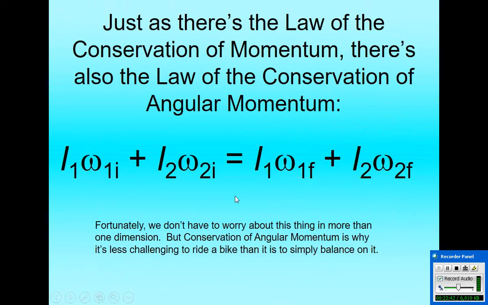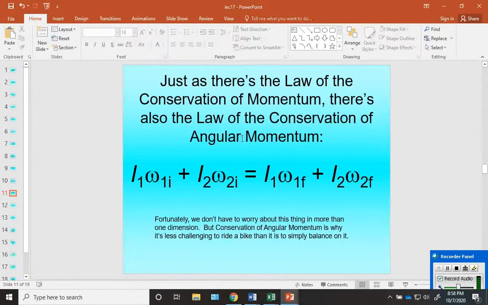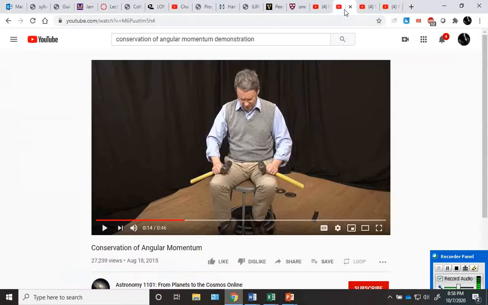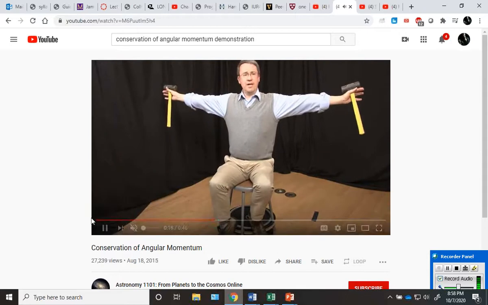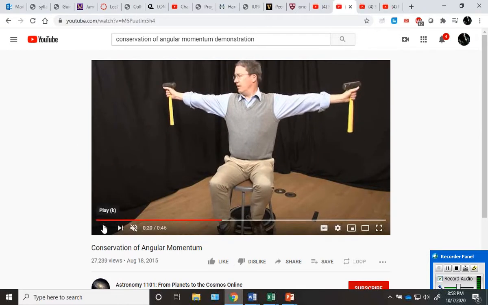Moving on. There's a law of conservation of momentum. There's a law of conservation of angular momentum. We can see a couple of videos on this. For instance, this person right here sitting in a chair is extending these hammers out to one side or the other. He's not changing really his own moment of inertia, but each hammer has a moment of inertia. And if we treat the hammers as point particles, then the farther they are from the axis of rotation, the greater the moment of inertia they have.